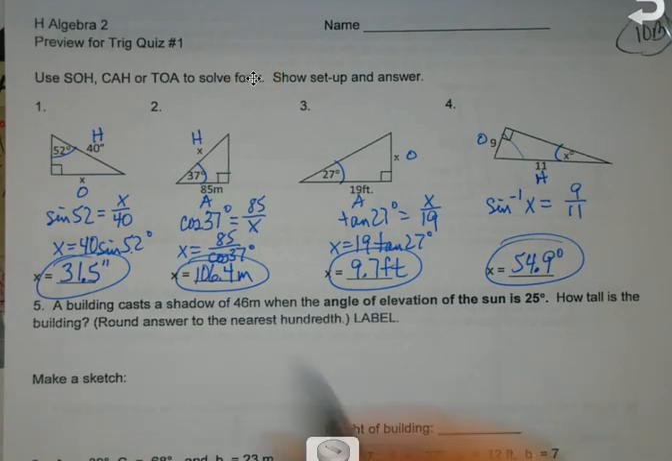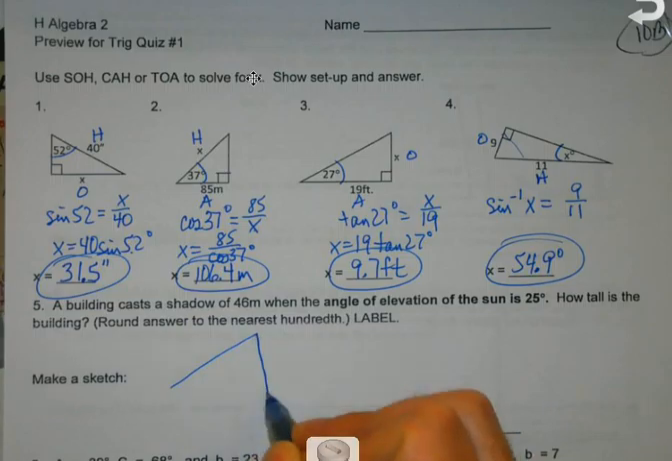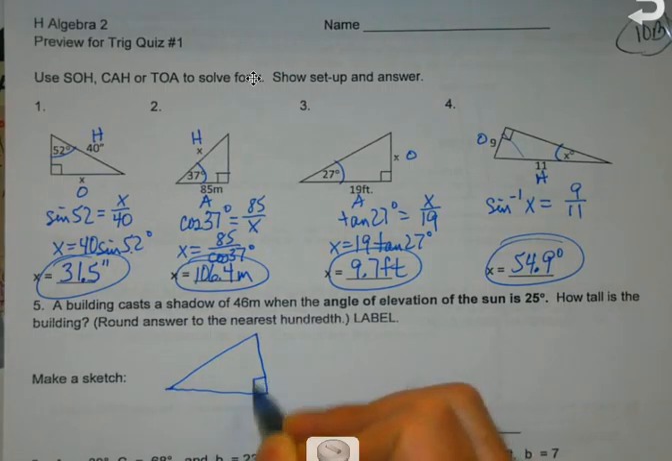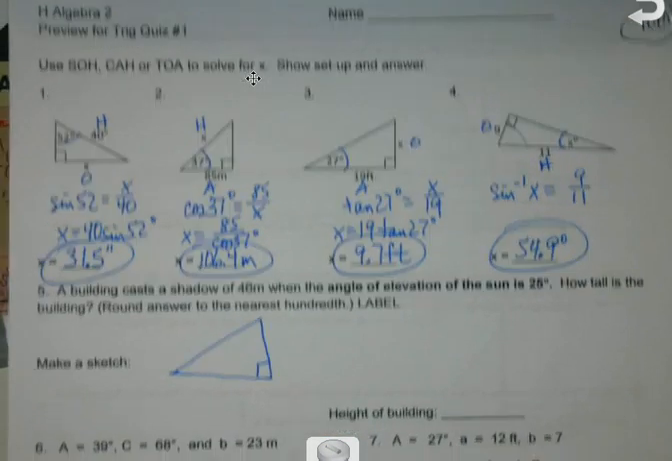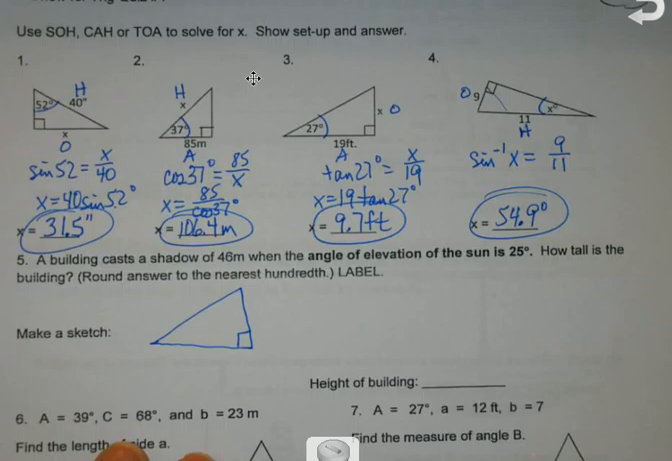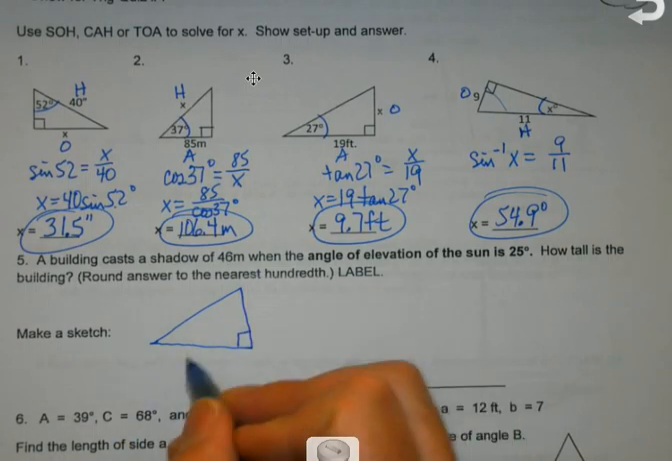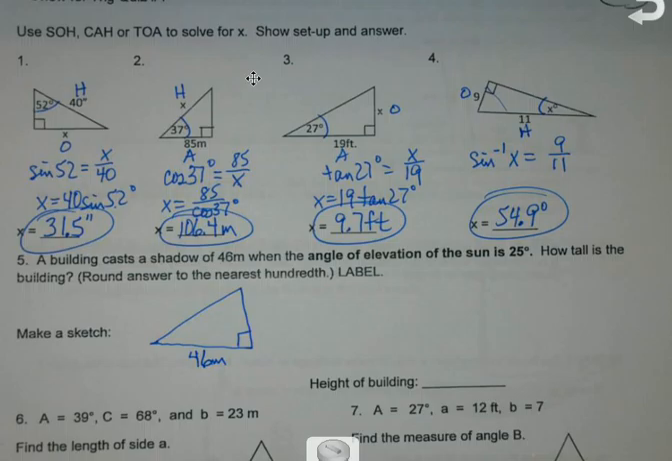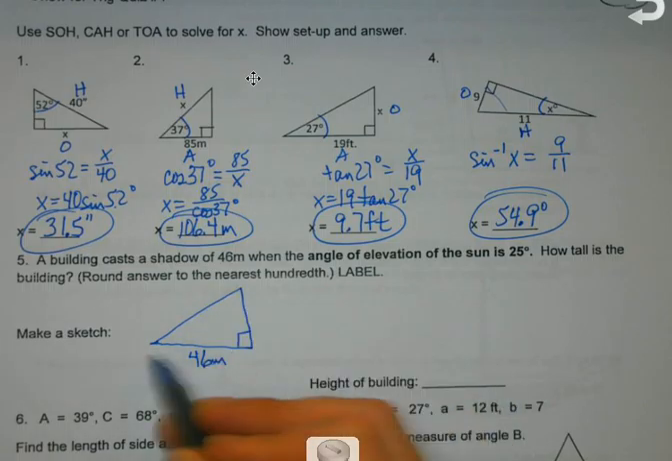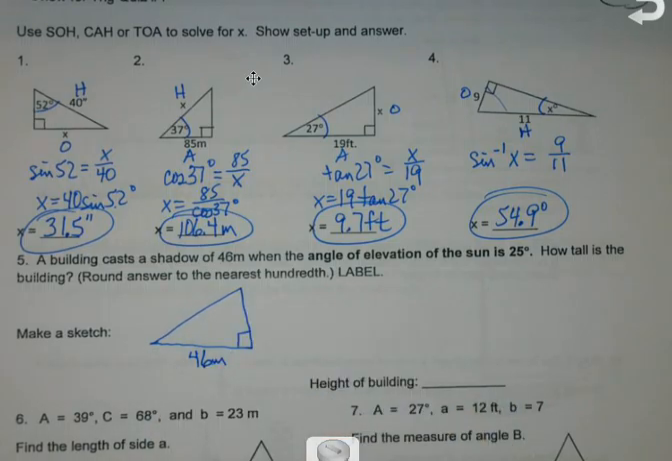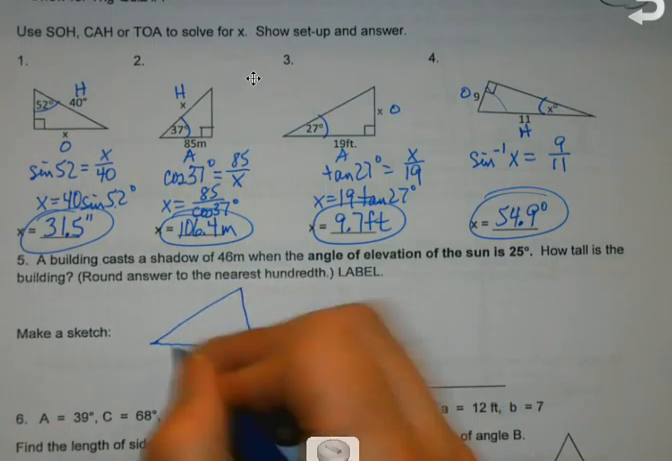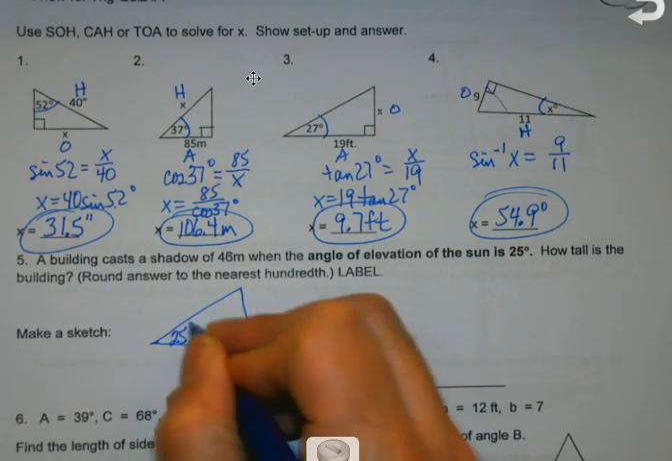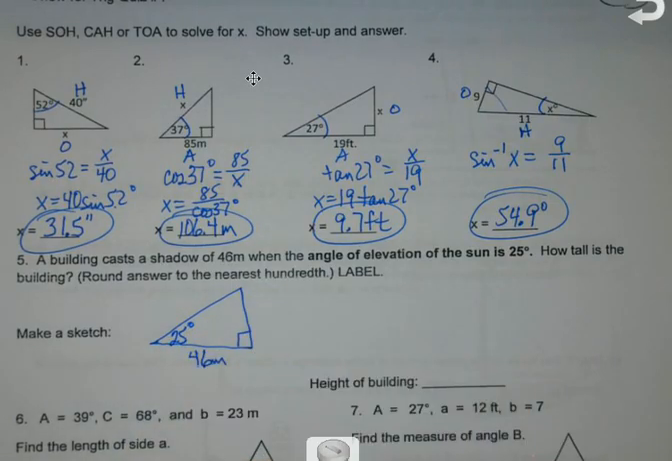Okay, so as I move down, get into an application here. Building casts a shadow of 46 meters. Again, when we have shadows, once you get over the fact that my right triangle doesn't look very right, the shadow is going to be based on the ground, not up here. When you look at it, you see it on the concrete or the pavement or the grass, whatever it happens to be. And the angle of elevation would be as it looks up from the ground. How tall is the building?